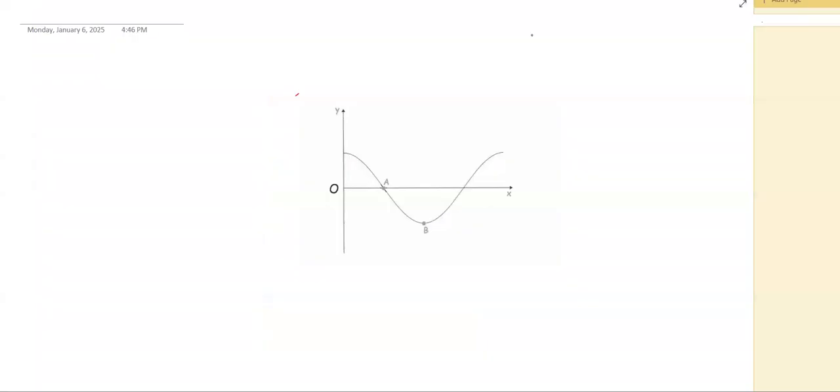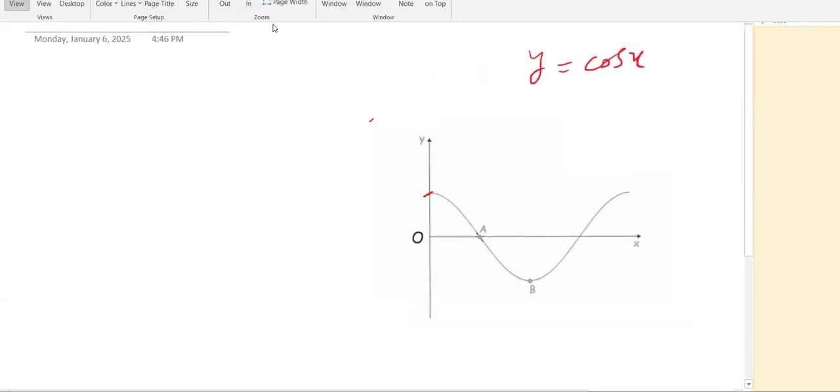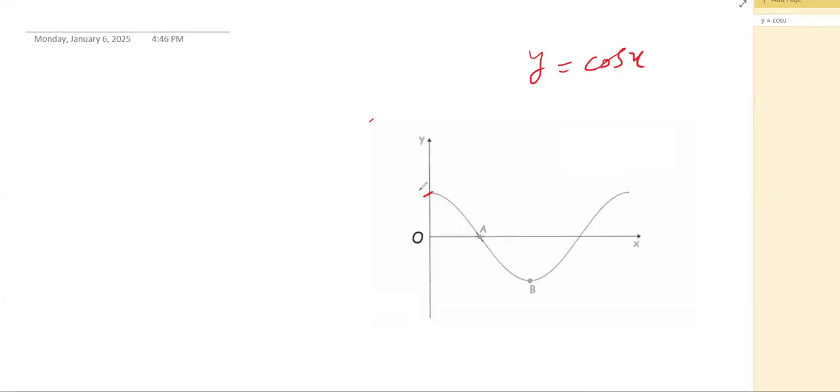Cos. Very good. And if I ask you, if this is for y is equal to cos x, what is this value? Anybody can tell the coordinate of this point? No, this value is 1, okay? So the coordinate of this point will be 0, 1, because x is 0, y is 1. And what will be the coordinate of this point? Because in case of cos, you know very well this is at 90 degree. Yes, this is 90, 0.